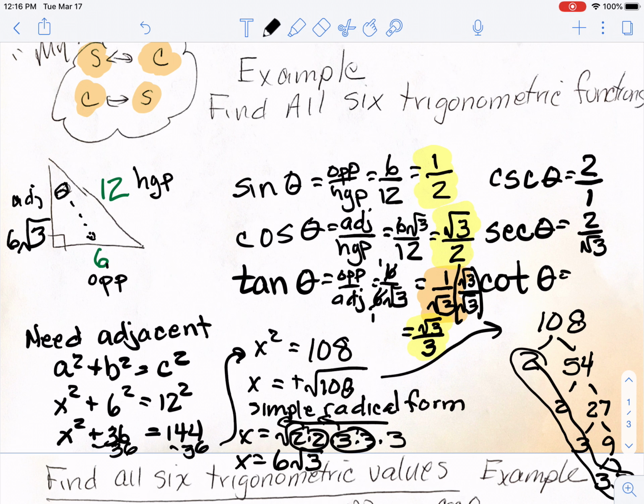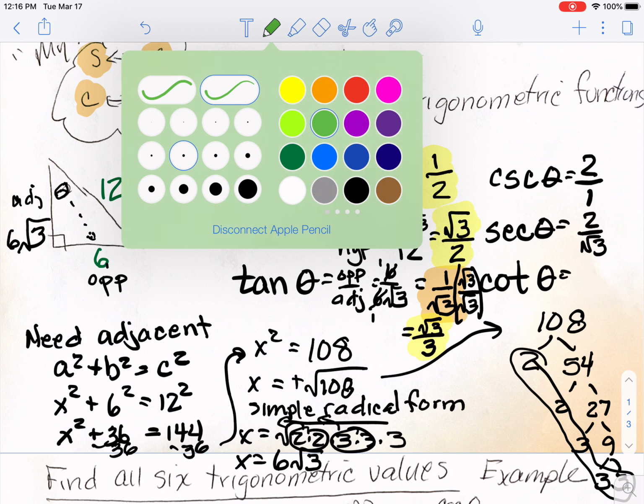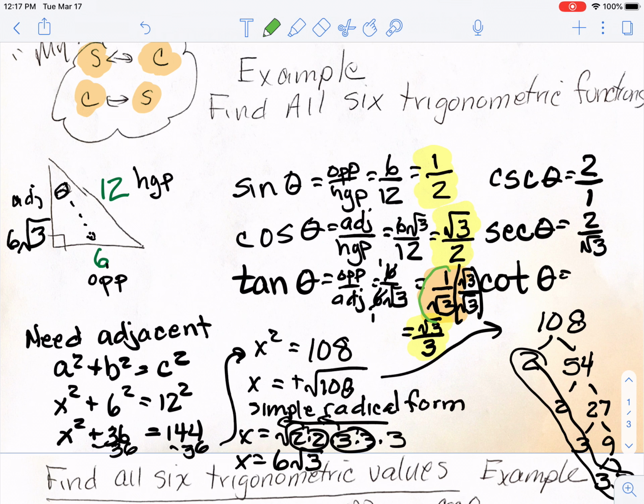Excuse me, cotangent is going to be the reciprocal of tangent. So it turns out it's easier right here if we look at this simplified form and just take that, because remember the 1 over root 3 times the root 3 over root 3 is giving us the same number just in a different form. So we're going to pick the easy form for when we do the reciprocal. I'm going to take that 1 over root 3 and rewrite it as root 3 over 1.